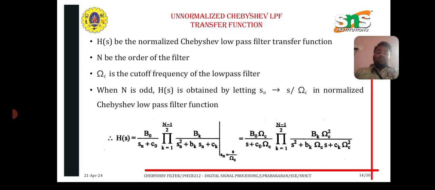is the cutoff frequency. Where n is odd, this is the formula for the transfer function: H of S equals b naught divided by Sn plus c naught, times the product for k equal to 1 to n minus 1 divided by 2 of bk divided by Sn square plus bk Sn plus ck. Here we have to substitute Sn equal to S divided by omega c.